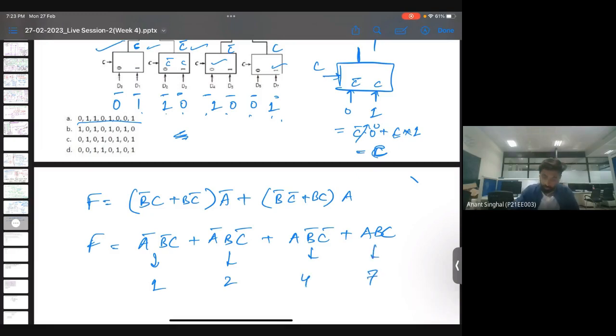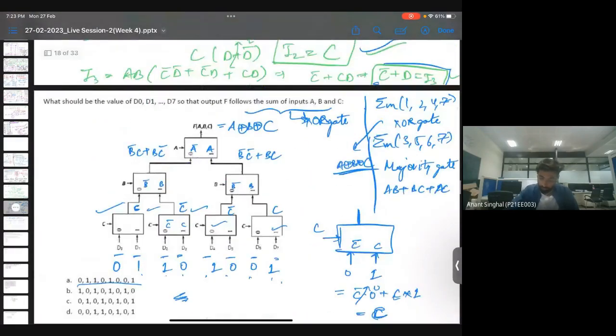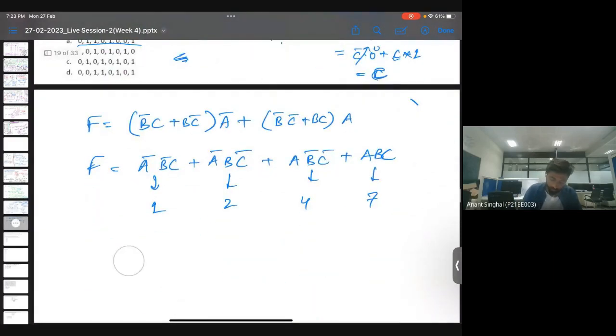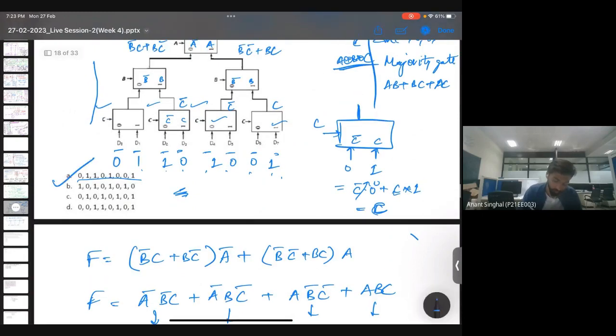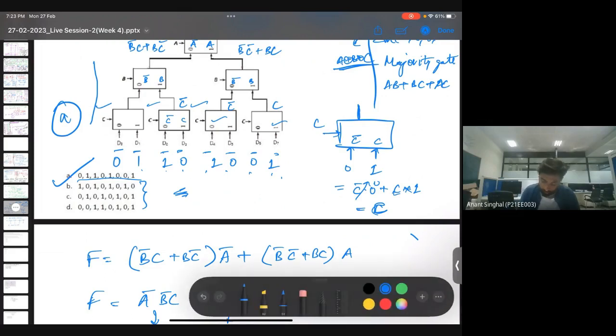I've just told you the shortcut, which is that minterms 1, 2, 4, 7 is always an XOR gate. So this is nothing but F equals summation of minterms 1, 2, 4, 7. So yes, it is following the sum of inputs. The correct answer to this question is directly option A. We have checked only one option and got the correct answer. You can check the other three also. You will not get the same expression. So the correct answer is option A.